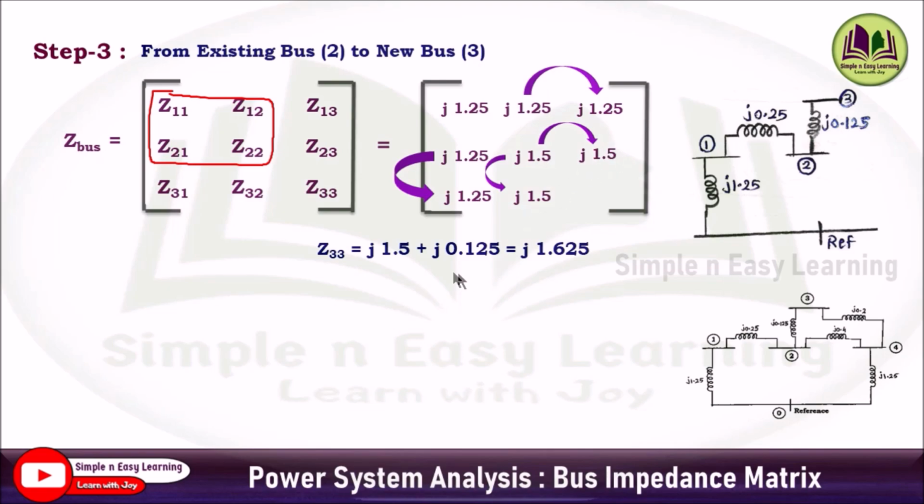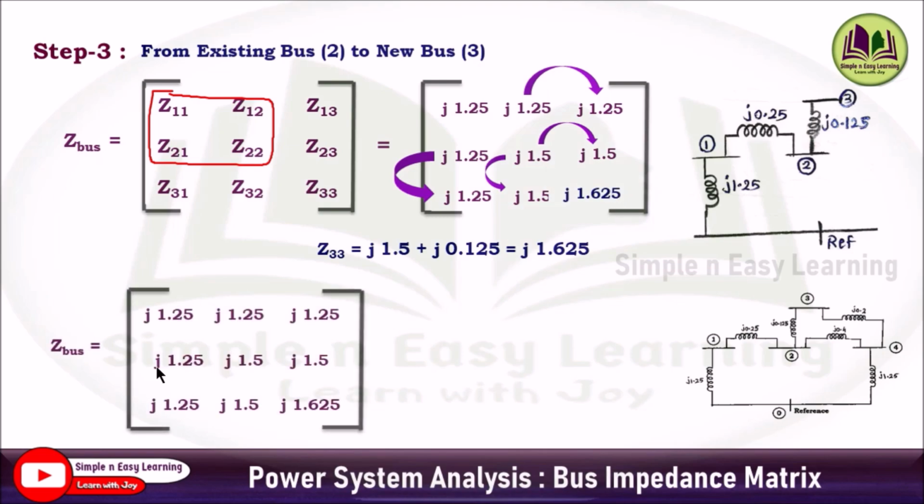This J1.5 you need to take plus the reactance which we consider in step 3, that is J0.125, you have to add here. So adding these two, you will be getting J1.625. So substitute here, you will be getting a 3 cross 3 matrix at this step 3.